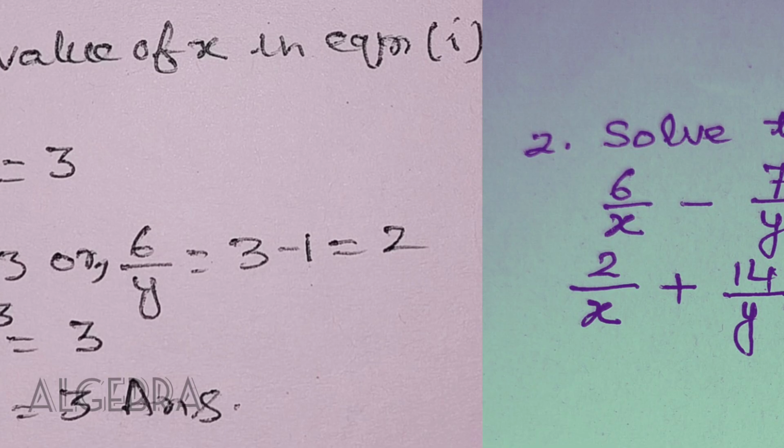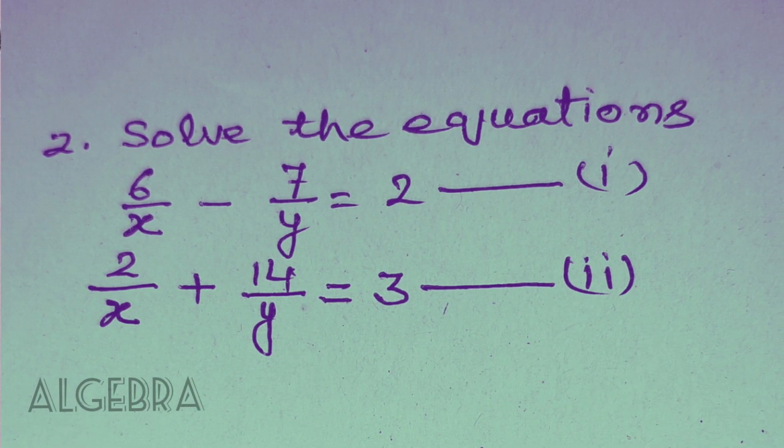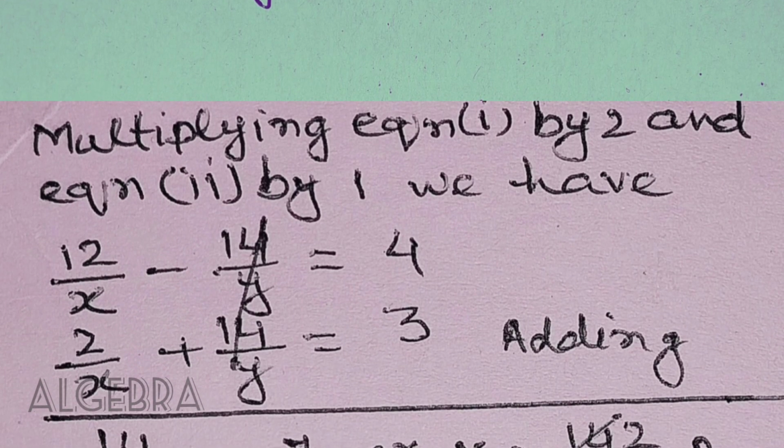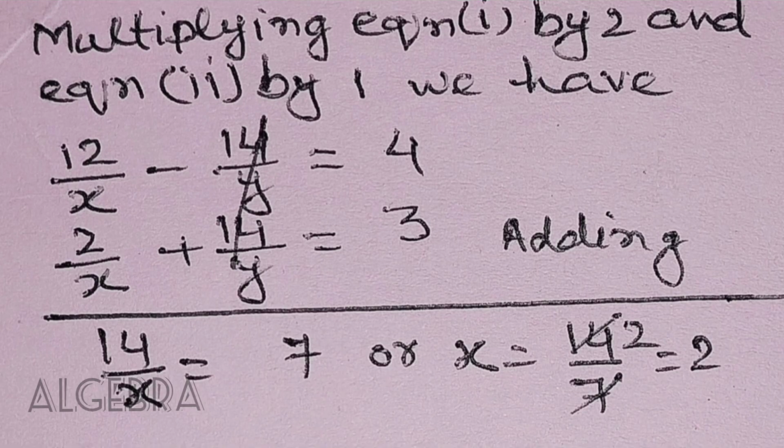2. Solve the equations 6/x - 7/y = 2 (Equation 1) and 2/x + 14/y = 3 (Equation 2). Multiplying equation 1 by 2 and equation 2 by 1, we have 12/x - 14/y = 4 and 2/x + 14/y = 3. Adding, 14/x = 7, or x = 14/7 = 2.